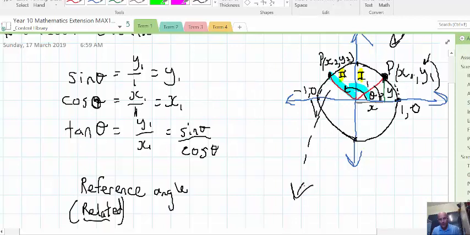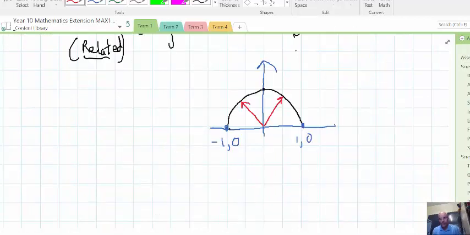My stylus is not letting me write. There we go. And I'll recreate that bit for you.